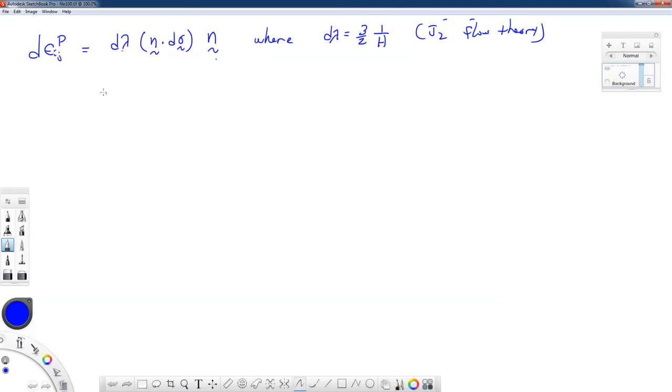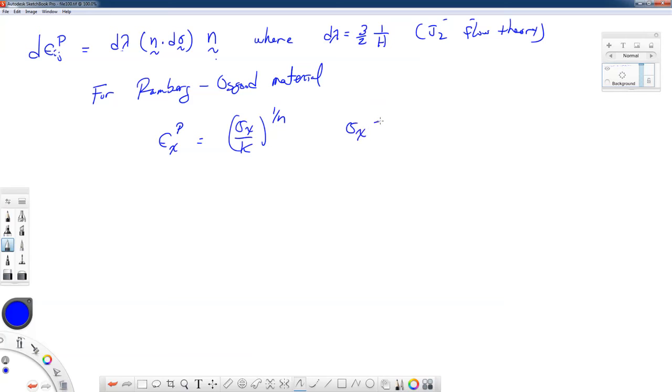and we'll write that down. Epsilon x plastic is equal to sigma x over k to the 1 over n power. That's our power law description. If we rearrange this, sigma x is equal to k epsilon plastic to the n power.